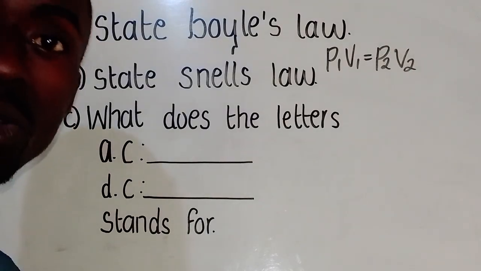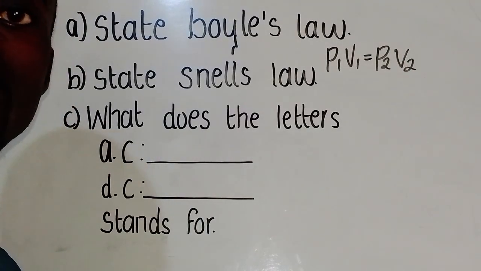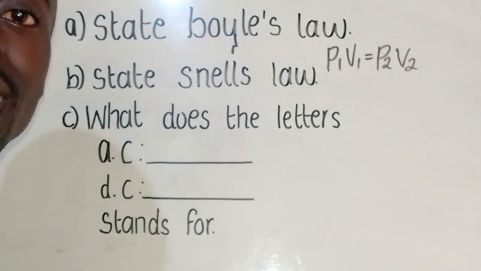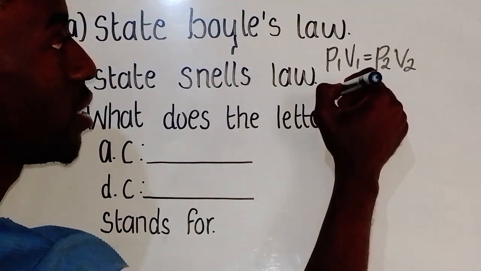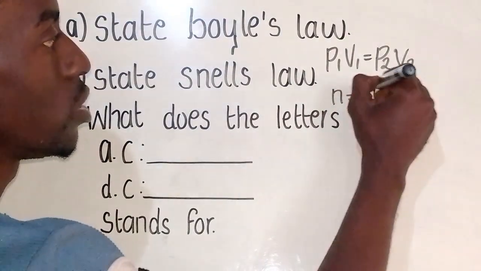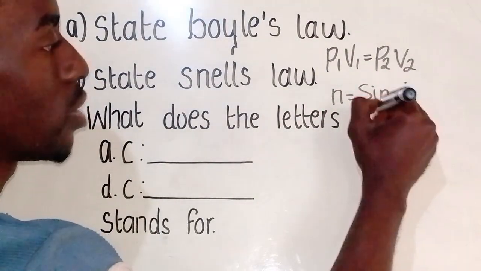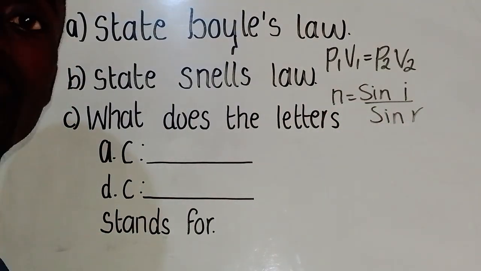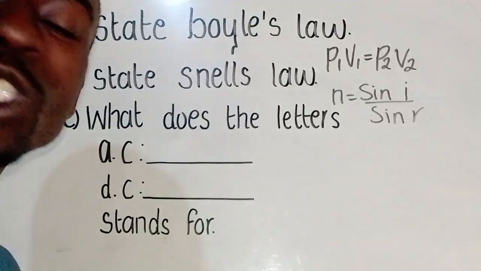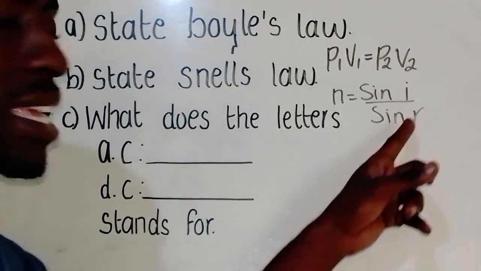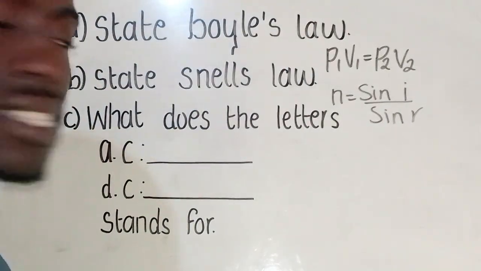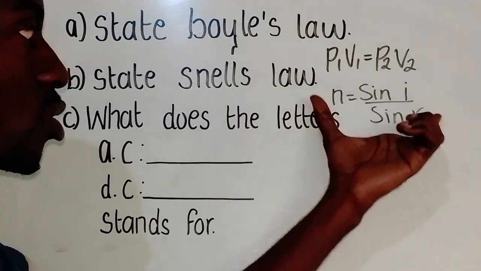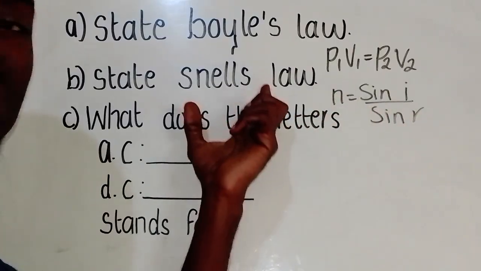Now Snell's law states that it is just a ratio of sin i over sin r. So it is given by n is equal to sin i over sin r. Now this n you see is just a number assigned for any particular medium. When we say i, it simply means the angle of incidence. When you say r, it simply means the angle of refraction. So this law here, we call it Snell's law.